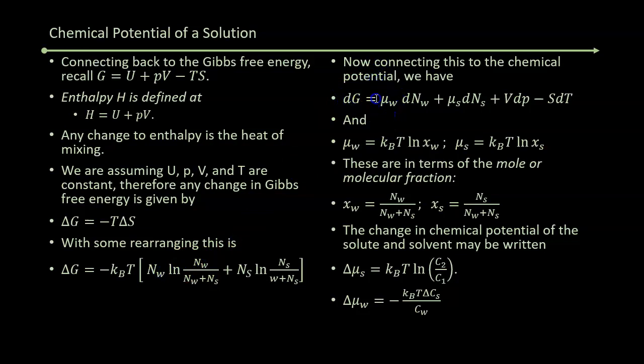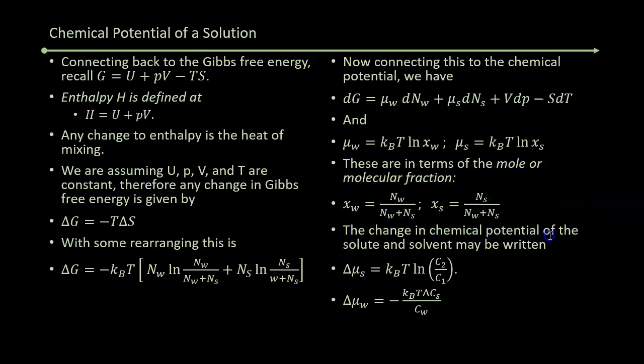dG is minus chemical potential of the solvent times change in number of particles plus the chemical potential of the solute times change in number of particles, plus VdP minus SdT, right? This we know. Where the terms, these are in terms of the molar or molecular fractions given here.